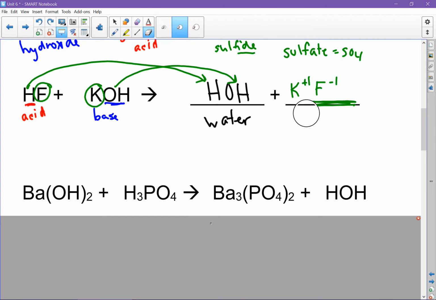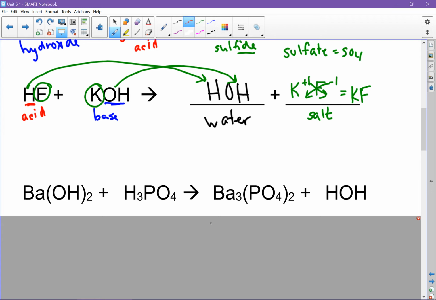Ionic things we crisscross to make their formulas. So, when I crisscross this, the formula of that piece is KF. That is the salt that gets made in that neutralization reaction. So now that we have the whole thing, we can name it.